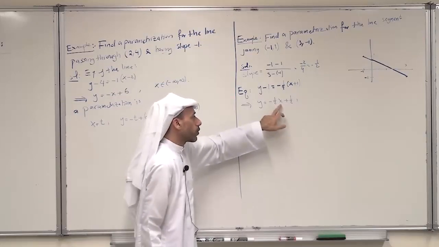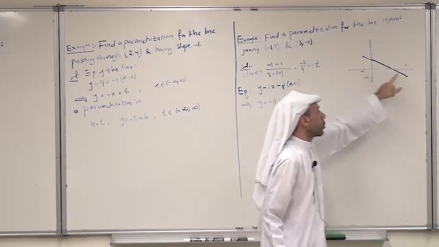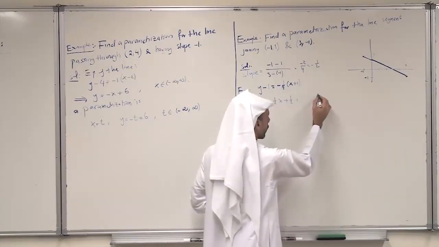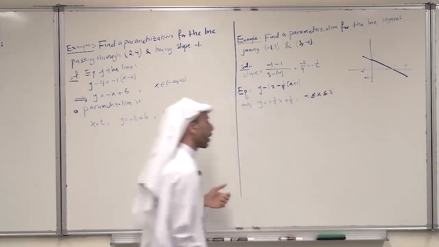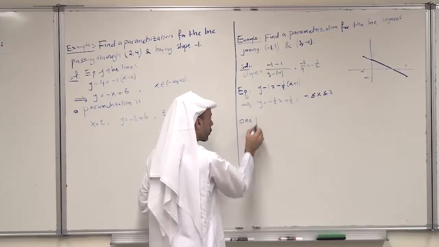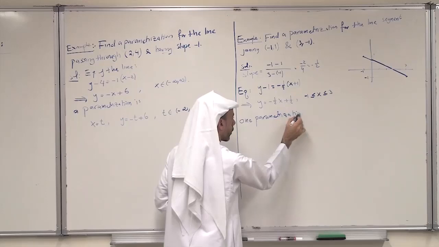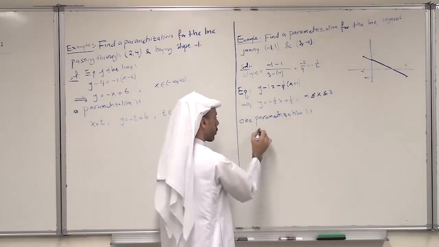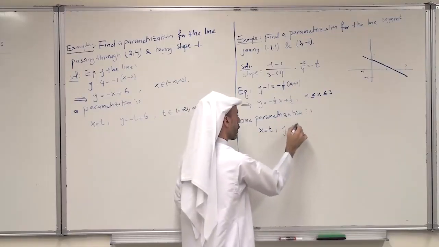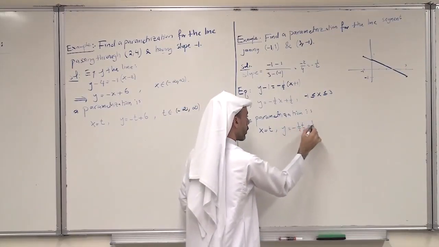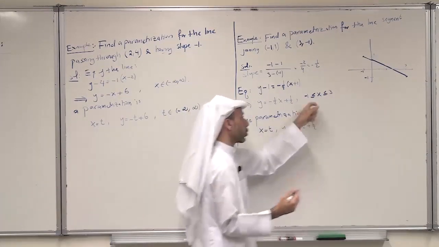What are the possible values of x? Here it is a line segment, and you can see from the graph that x goes from -1 to 3. These are the possible values of x, between -1 and 3. One parameterization: just take x equals t, and then y equals -1/2 t plus 1/2. The values of t are the same as the values of x.